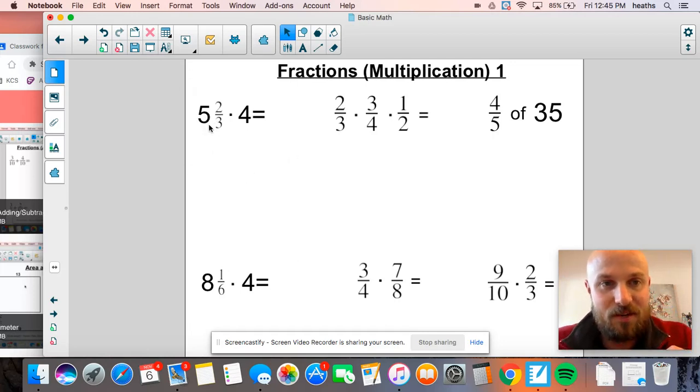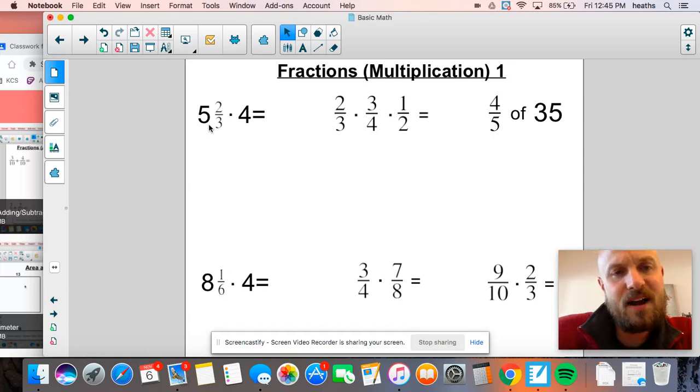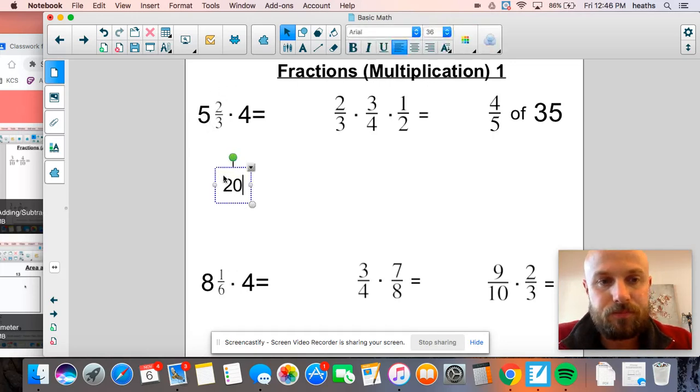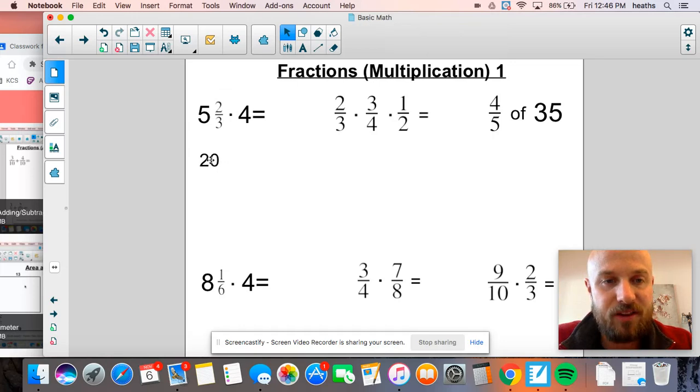This top example is going to be 5 2/3 times 4. Notice here, we're not doing a fraction times a fraction. We're doing a mixed number, which is a whole number and a fraction, times a whole number. So let's act like this is 2 different problems, which is the way my mind works. We're going to simply multiply our whole numbers. 5 times 4 is 20. So we're halfway there.